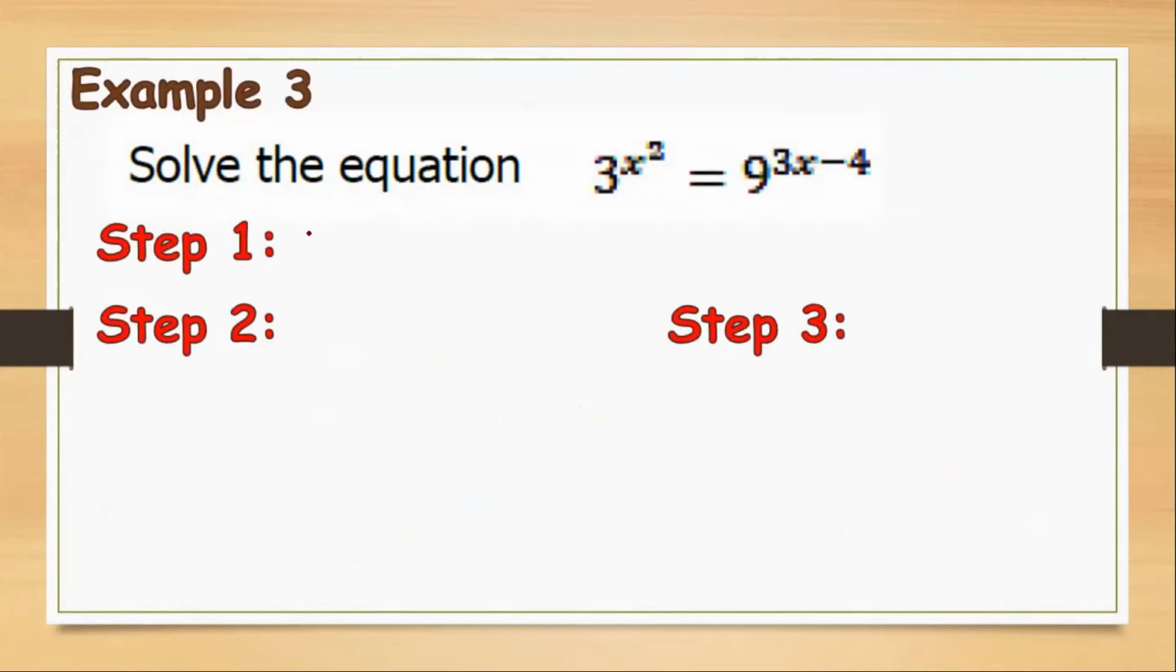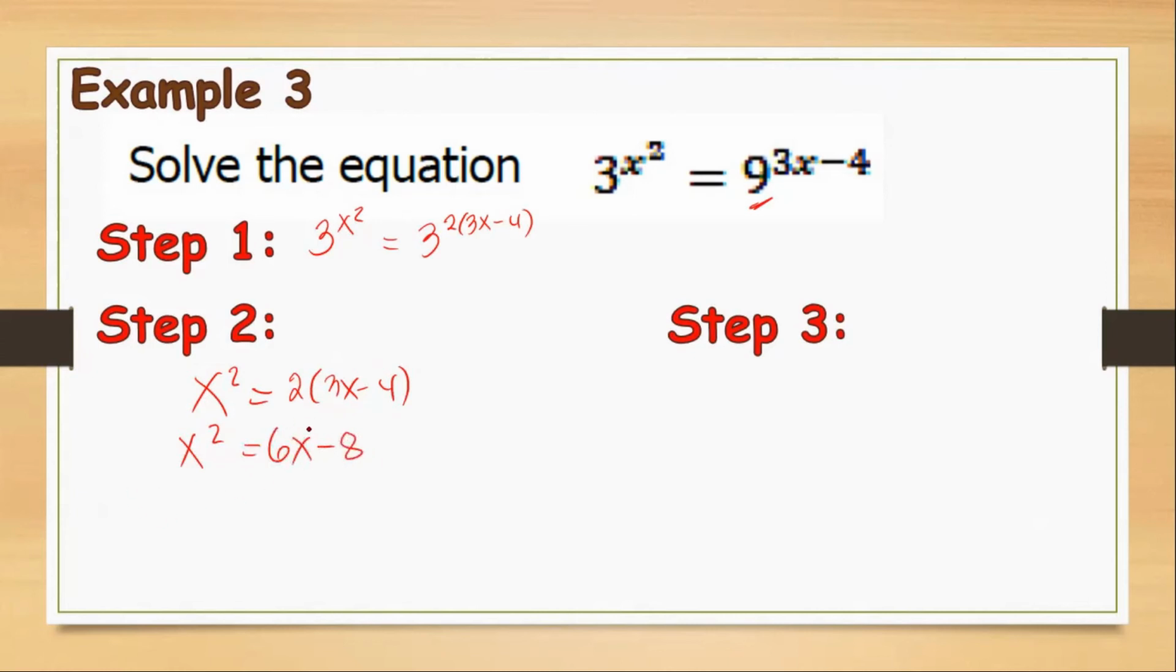Solve this equation. So 3 raised to x quantity squared equals 9 raised to 3x minus 4. So we have to make the bases equal. 3 raised to x squared equals 3 squared multiplied by 3x minus 4. Okay, 3 squared is your 9. Then you have to equate the two exponents. X squared equals 2 times 3x minus 4. Then we have x squared equals 6x minus 8.